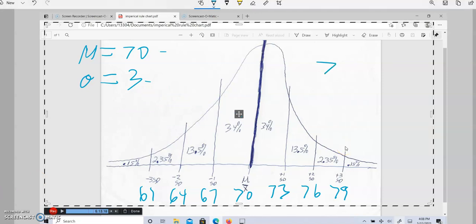What if I said greater than 76, okay? Well, I would do the same thing. Here's 76, greater than. Just add up these two percentages. 2.35 plus 0.15 is a 2.5% chance of greater than 76, right?